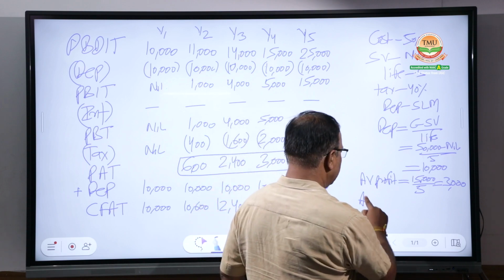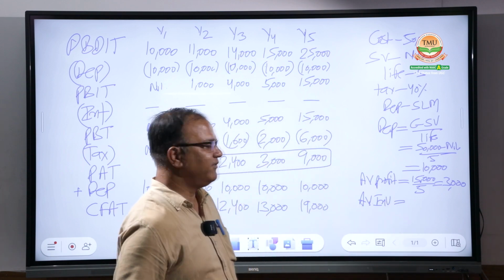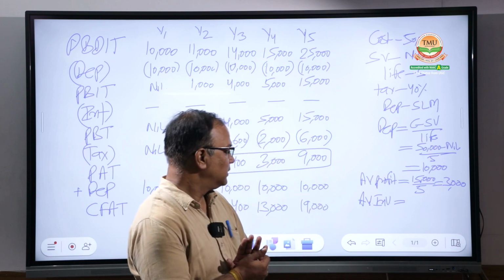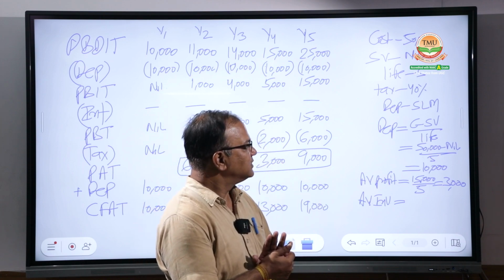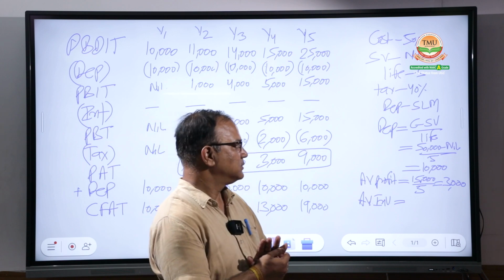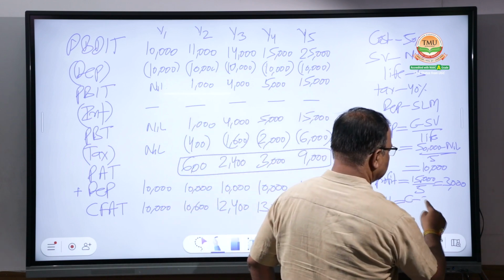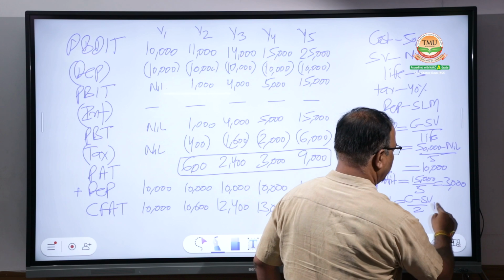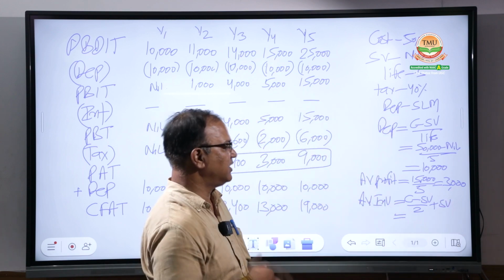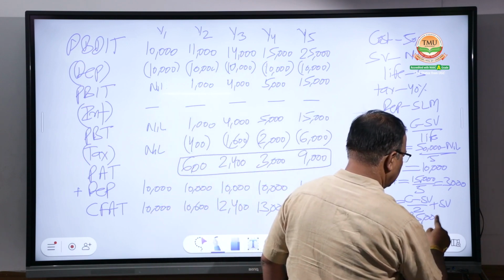Now average investment is equal to cost minus scrap value divided by 2, plus scrap value. The cost was 50,000, scrap value nil. It means it will be 25,000.